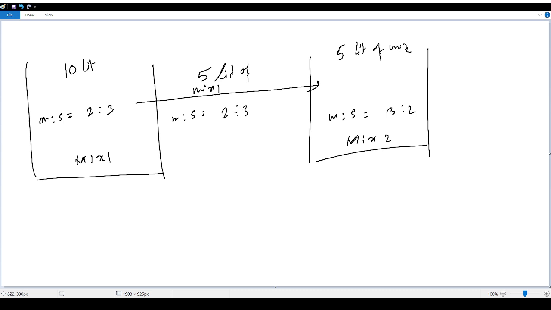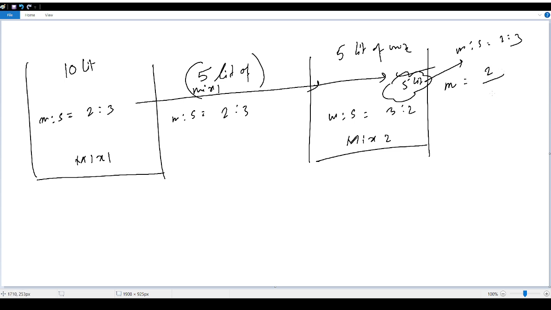2:3. 2:3. Now when this 5 liter is entering into this, what is the amount of milk that got added? So this 5 liter came over here, right? Yes, sir. Now this 5 liter contains how much amount of milk and syrup? 2 is to 3, right? What is the amount of milk that has come up then? That is 2 by 5 into 5, that is 2 liters.